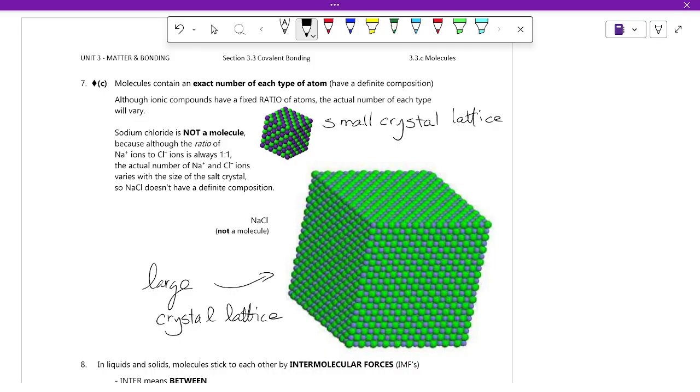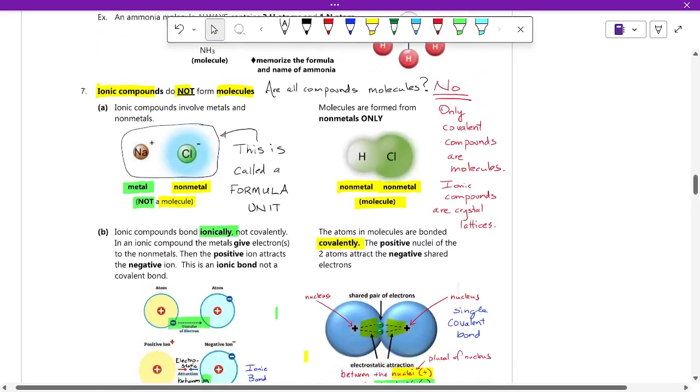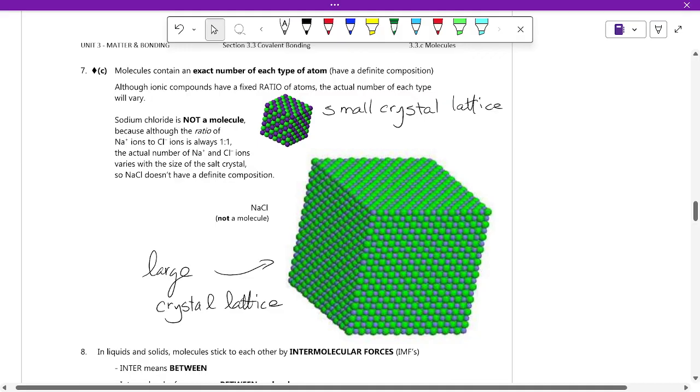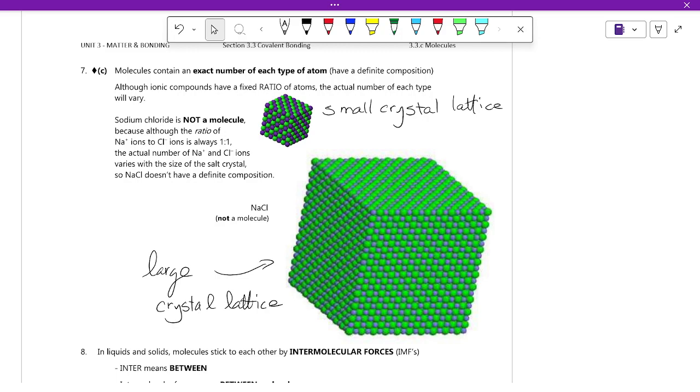It takes place between a metal and a nonmetal, and that's not a molecule. It involves bonding between two ions, not between the shared electrons and the nuclei. And the last thing is that the ionic compound does not have a definite composition. Okay.